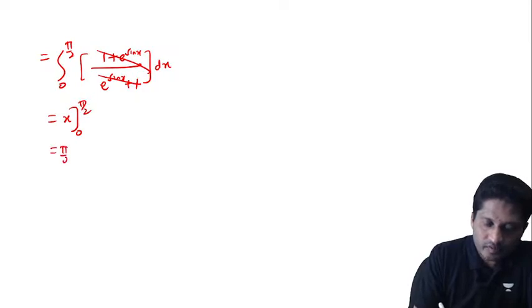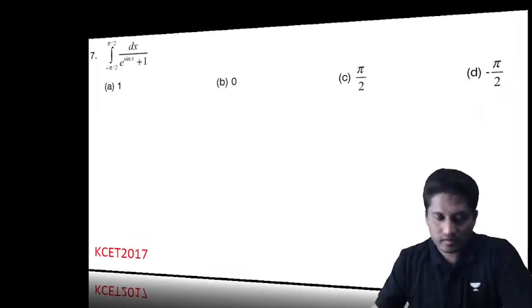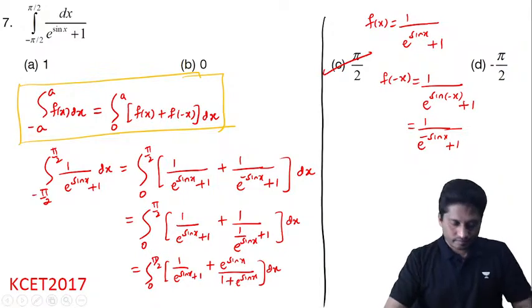Upper limit is pi by 2, lower limit is 0. We'll get this as pi by 2. That's the answer, guys. Answer is option C. Let's move to the next question.